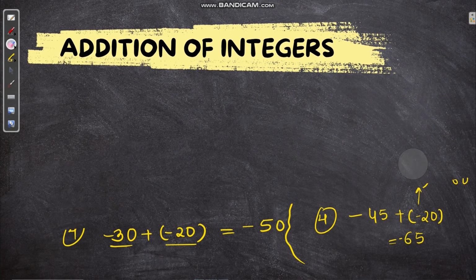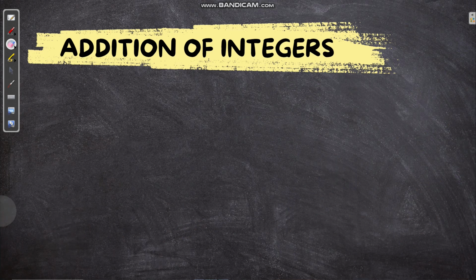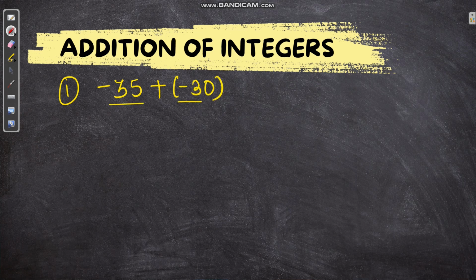Whenever you have same signs, for example, both of them are positive, you add them up and put a plus sign. When both of them are negative integers, still you add them and you put a minus sign. But if one integer is positive and the other integer is negative, you subtract them and put the sign of the greater number. Let's take a few more examples. Minus 35 plus minus 30. Now you have two integers with the same sign.